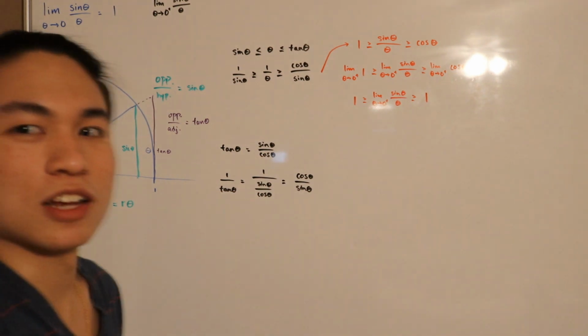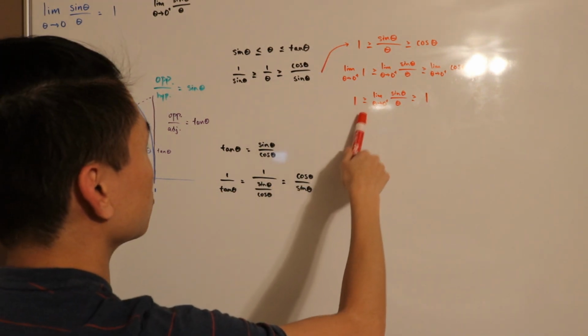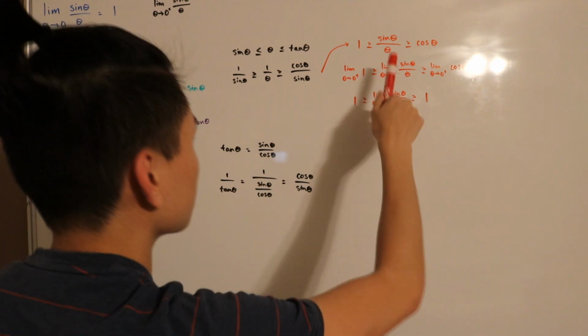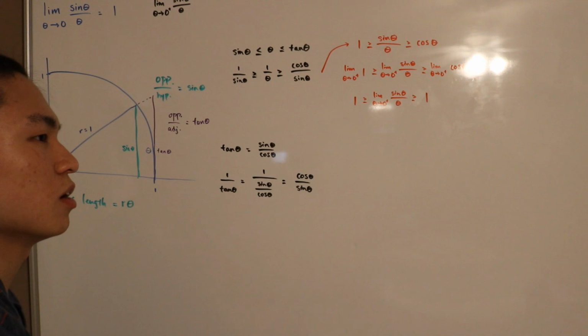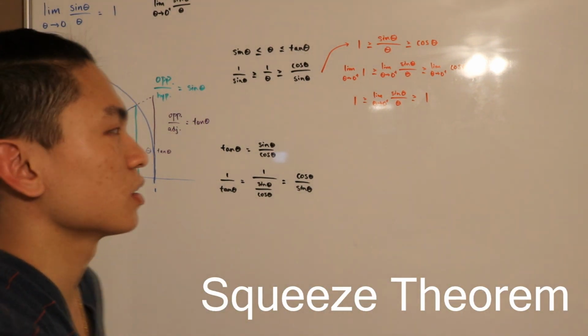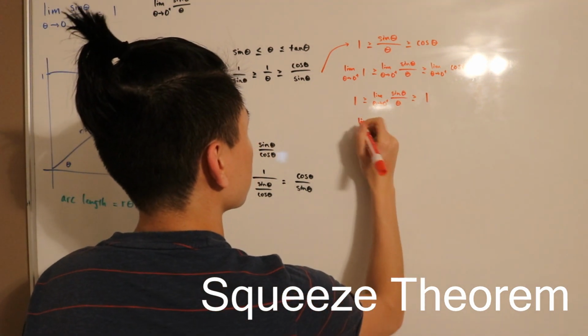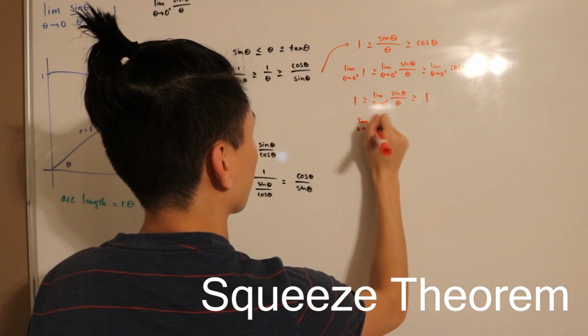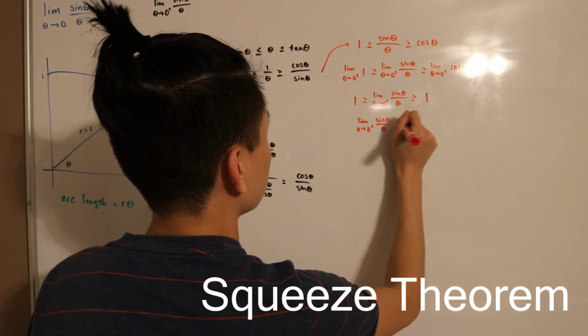And so this is where it gets interesting. We have that 1 is greater than or equal to the limit as theta approaches 0 plus of sine theta over theta, greater than or equal to 1. So what does this mean? Well, by using the squeeze theorem, we can conclude that the limit as theta approaches 0 plus of sine theta over theta is equal to 1.